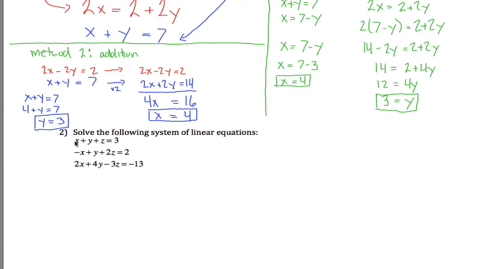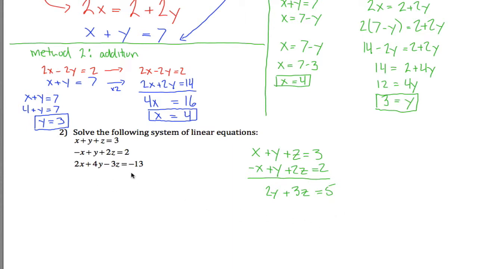But you also start out with these top 2 equations. If you add them up, the x's already cancel out. You don't have to do any multiplication or anything. So I'm going to pick the top 2 equations, x plus y plus z is equal to 3, and negative x plus y plus 2z is equal to 2, and I'm going to add these together. X's cancel out, and I get 2y plus 3z is equal to 5.